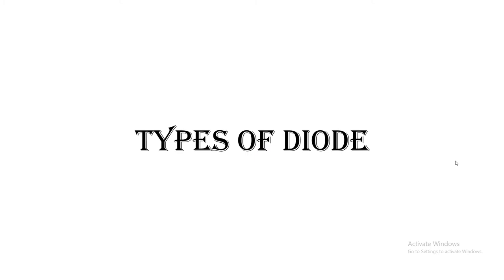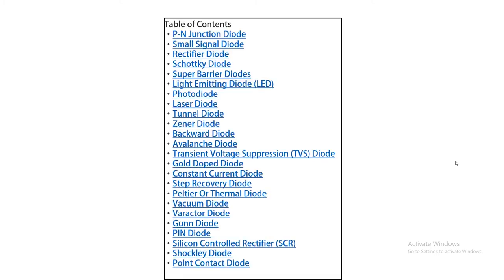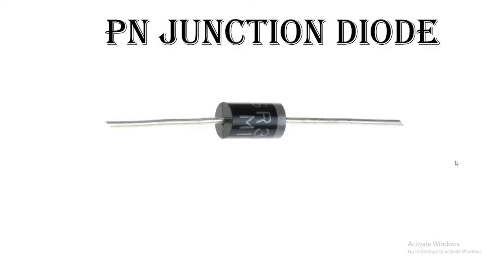How many types of diodes are there? There are more than 20 types of diode. The list is here. The PN junction diode, small signal diode, rectifier diode, and more. The first type of diode is the PN junction diode. The PN junction diode is the most commonly used diode. It's looking like this, and we are using this diode in every circuit.